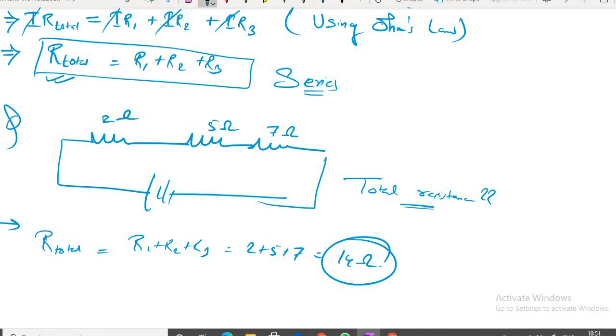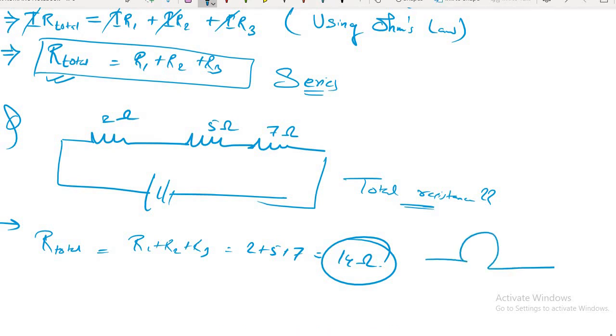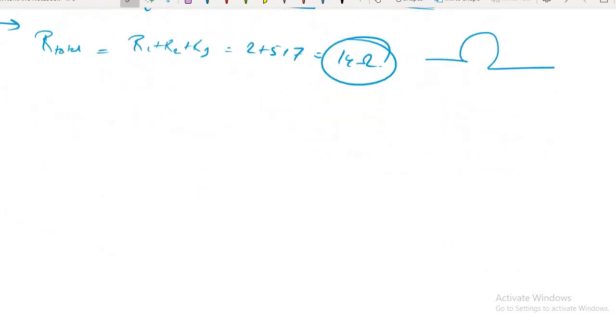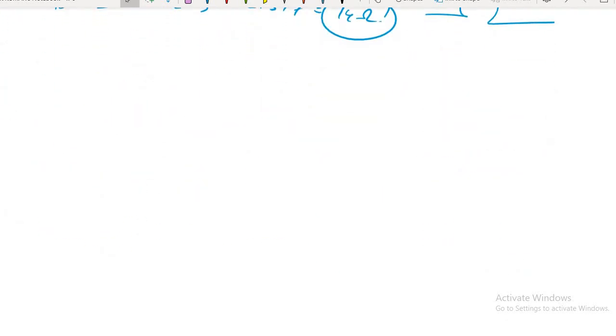I have taught you ohm. It is written like this. This is the symbol of ohm. Yes or no? Yes, sir. So have you understood series circuit? Yes, sir.